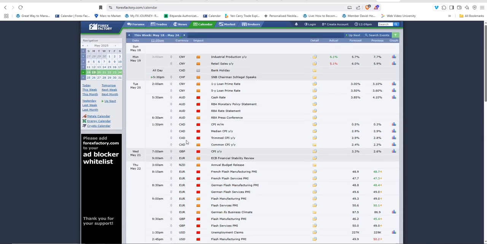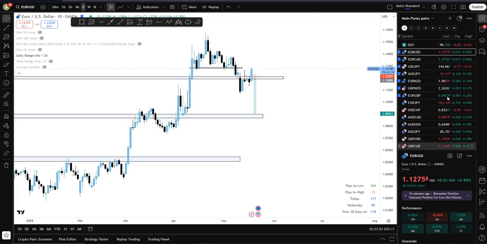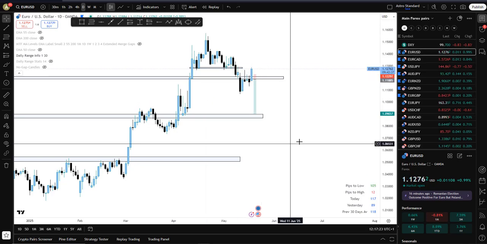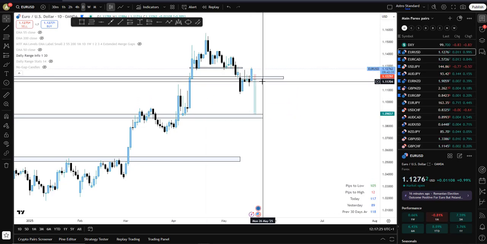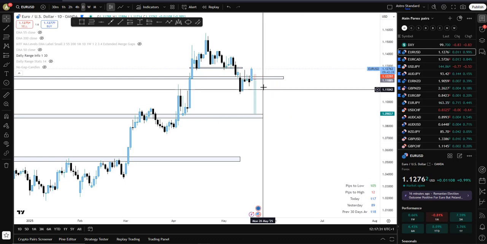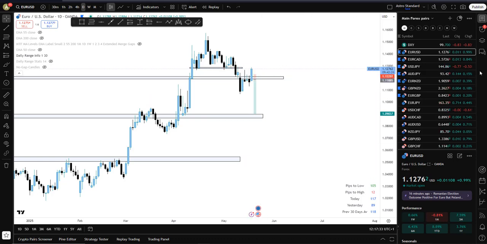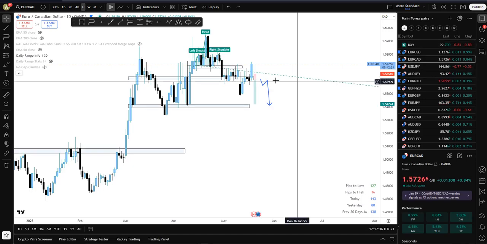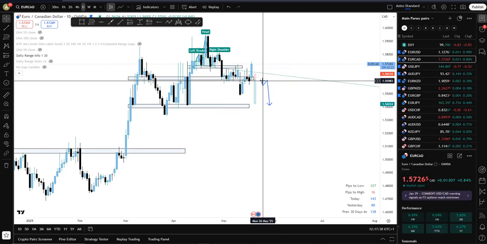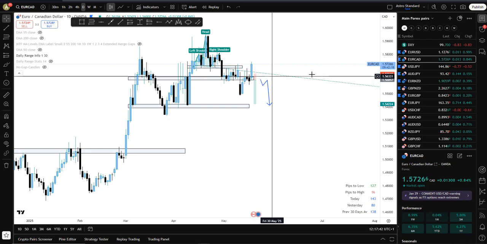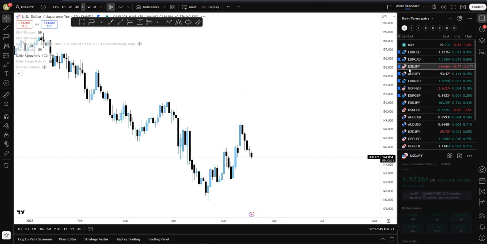So I have until Wednesday evening to get out of the Euro USD or take some partial profit if I manage to get into the trade and make it to break even. So I have a lot of time to do that. In EuroCAD, I would go with it if it gave me a good confirmation after the CAD CPI news. Same thing for the dollar yen.